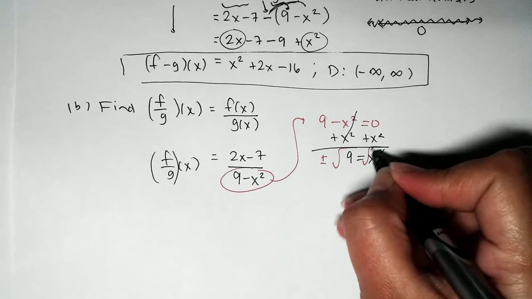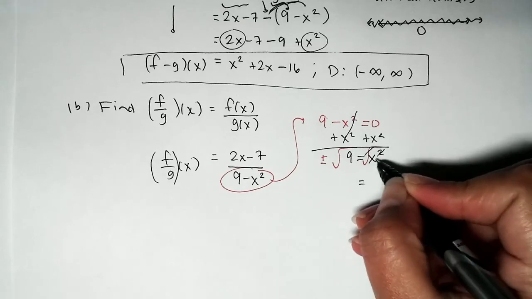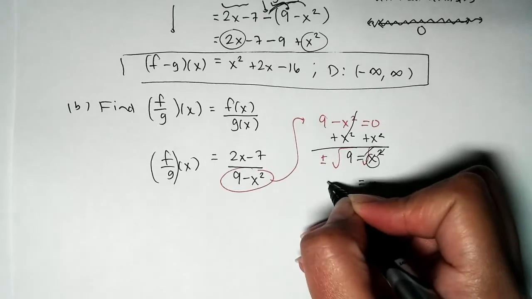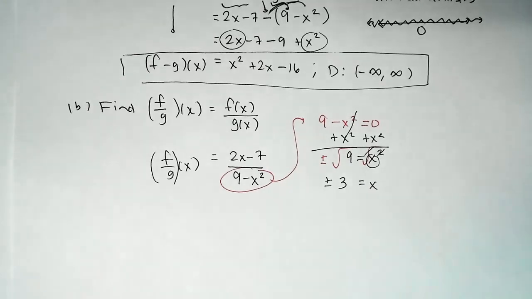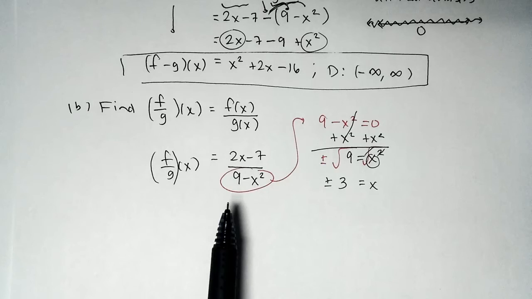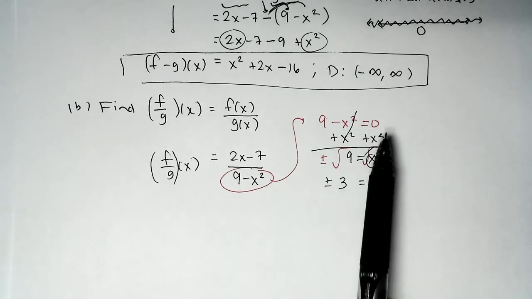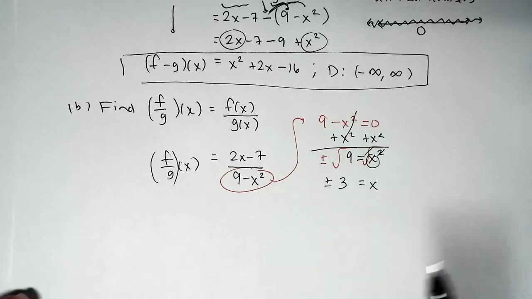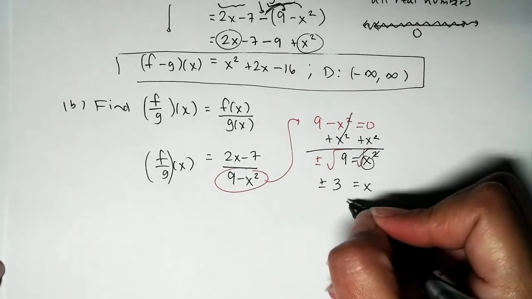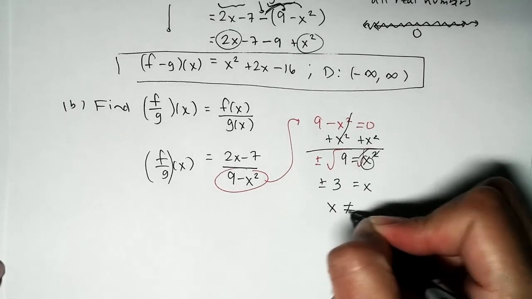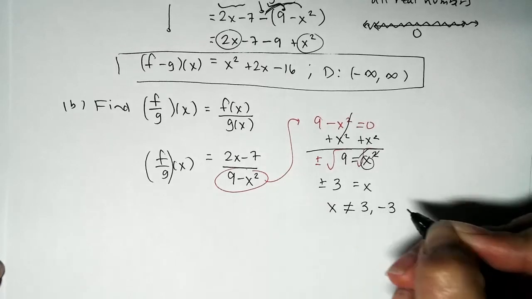The square root of x squared simplifies to x, and we have x equals plus or minus 3. So what is the moral of this story? We wanted to know what makes the denominator 0, and it's positive 3 or negative 3. So x could be anything except for positive 3 or negative 3.